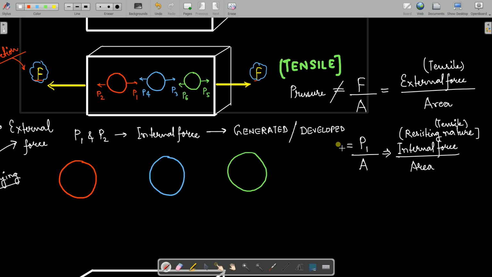Now here P1 will be equal to P2. Why? Because the same amount of force is being applied on the left hand side, the same amount of force has to be applied on the right hand side. So this is the nature that you should remember.